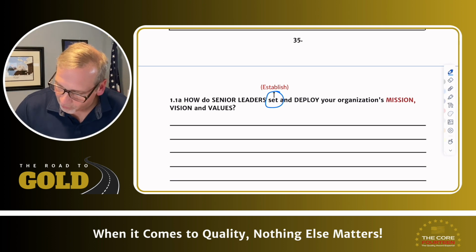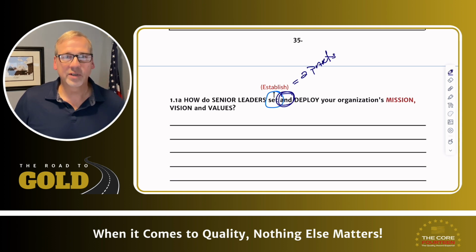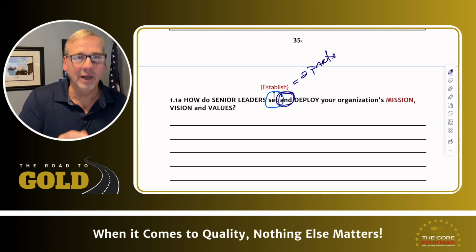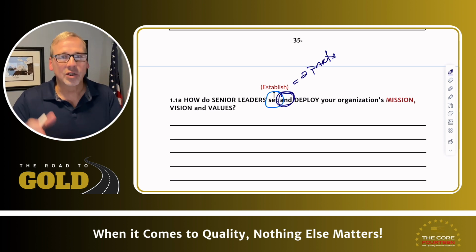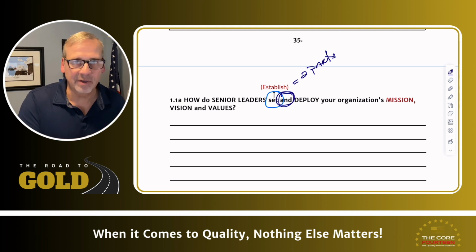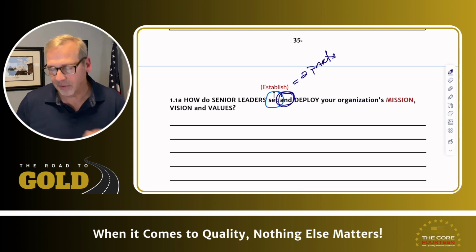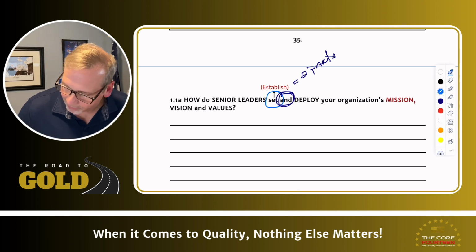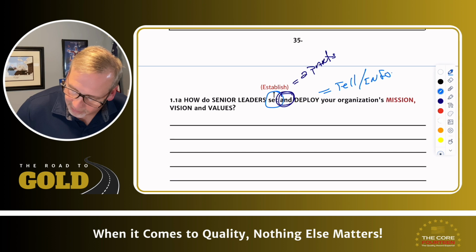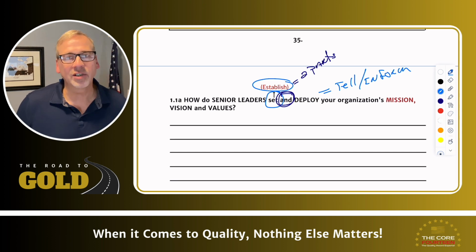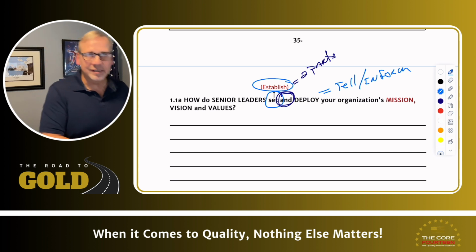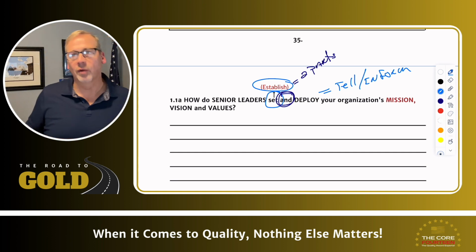So we also want to focus on this word and, which equals two parts or more, which means there's two questions here. Question number one, how do senior leaders set your organization's mission, vision, and values? And question number two is, how do your senior leaders deploy your organization's mission, vision, and values? By deploy, this simply means tell or inform. So set means establish, and deploy means to inform. And so how do you set your mission, vision, and values so everybody knows? And then how do you deploy them?